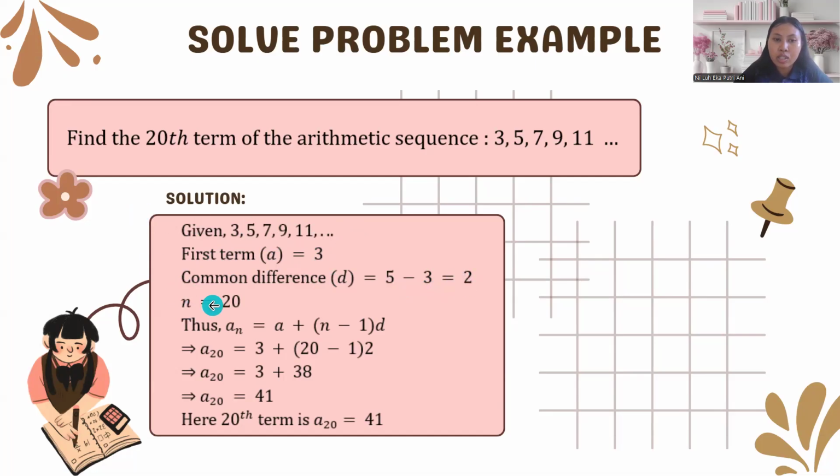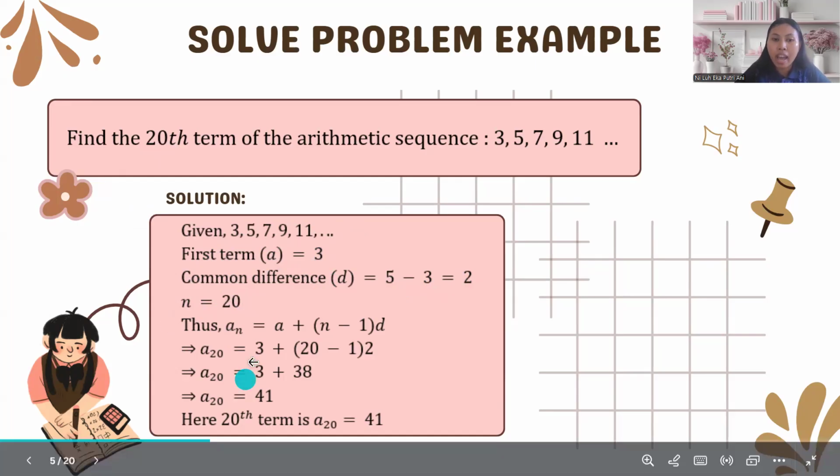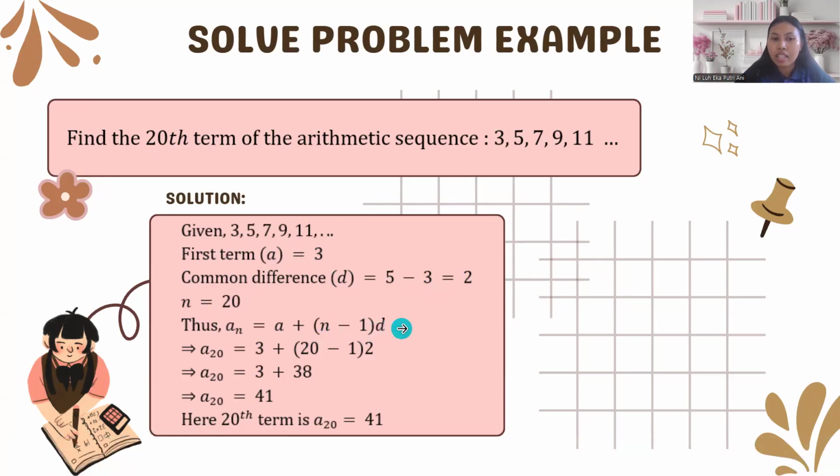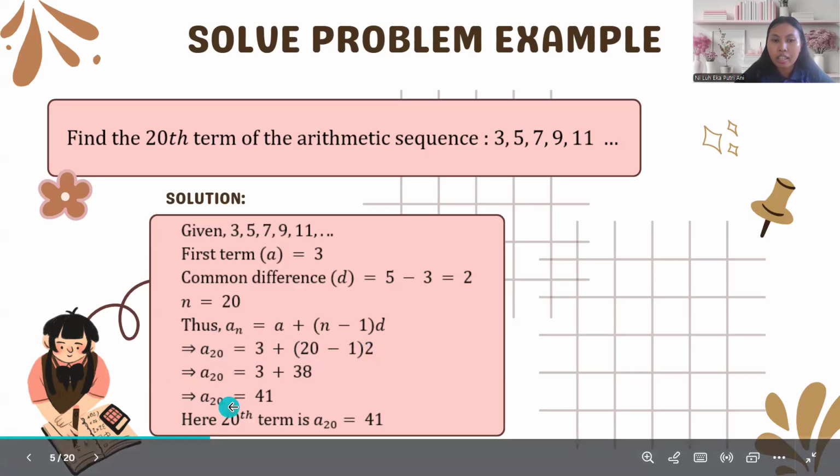Then n is 20, because we want the 20th term. Thus a sub n is a plus n minus 1 times d, and then a sub 20 equals 3 plus 20 minus 1 times 2, and we get a sub 20 is 41. So the 20th term is 41.